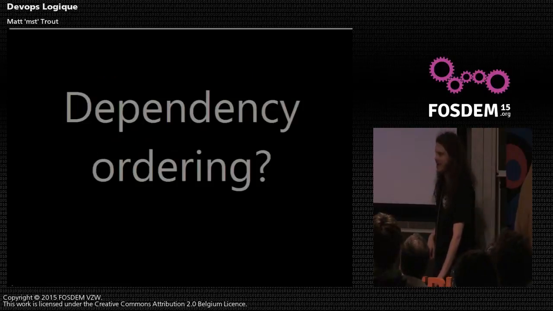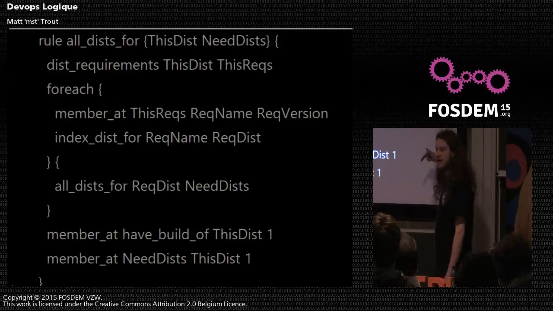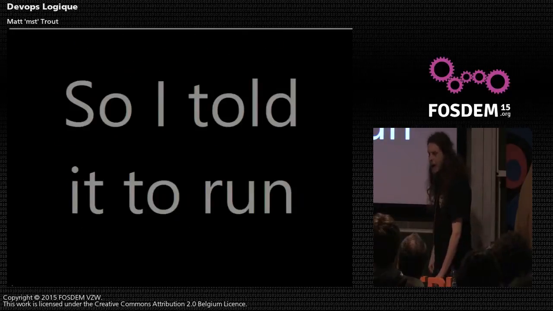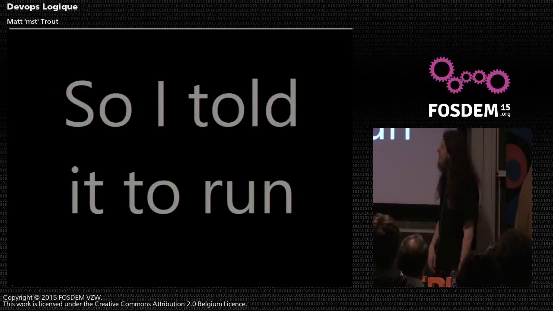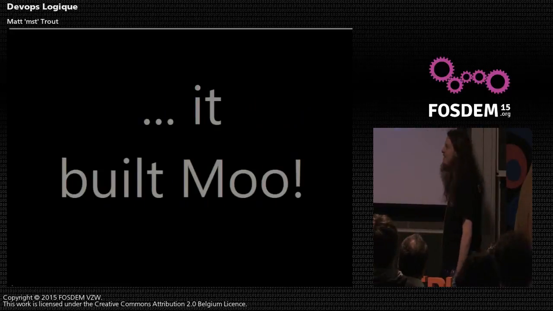Dependency ordering doesn't actually have to be done particularly because it's implicit. Because of the way this thing is recursing down, it schedules the build of the dependent thing before the thing that depends on it. And I put all of this together, hit the go button, and it actually managed to recursively build all of the dependencies for Mo. So I consider that to be a validation of the concept.